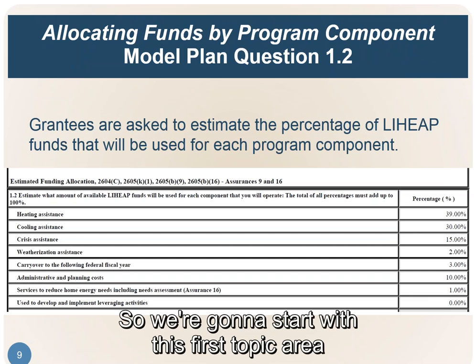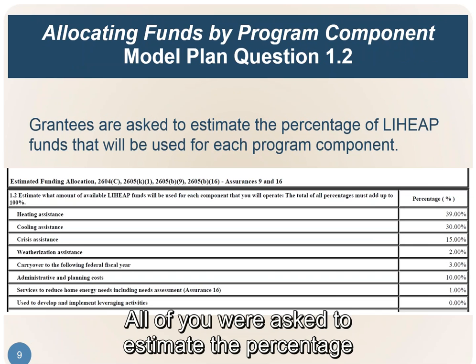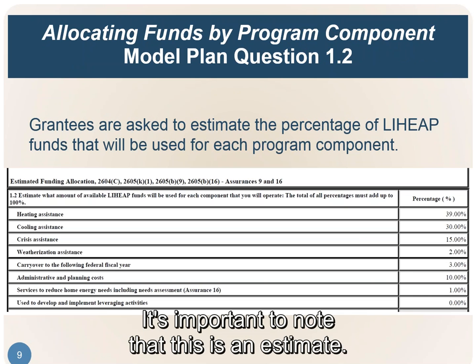So we're going to start with this first topic area, model plan question 1.2. We've taken this right out of the plan. All of you are asked to estimate the percentage of LIHEAP funds that will be used for each program component. It's important to note that this is an estimate.